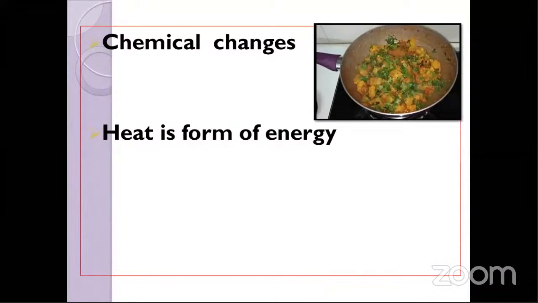See here, students, when we cook food in the kitchen daily, heat is provided to the food, and the food particles become soft. These are all chemical changes that take place due to heat. When heat is given to the substances, the food particles become soft and chemical changes happen. Next one is heat is a form of energy.